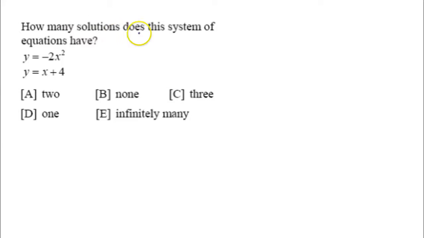How many solutions does this system of equations have? Well, when I see that x squared, I know that this is a parabola. All right, it's quadratic. I drew it upside down like this because I see the negative sign in front, so I know it's going to be a downward facing parabola.